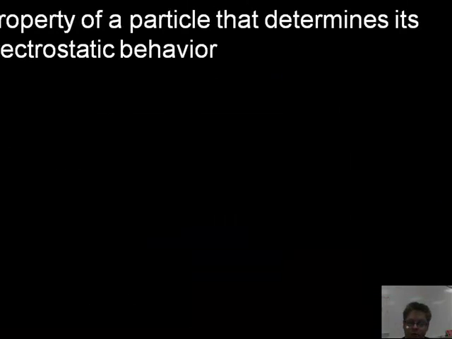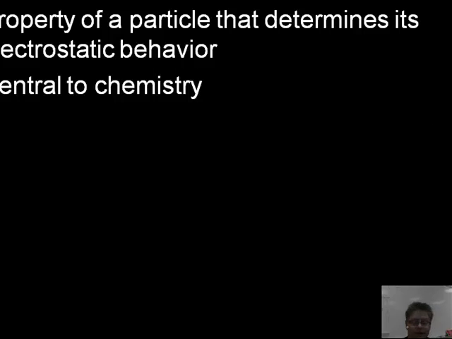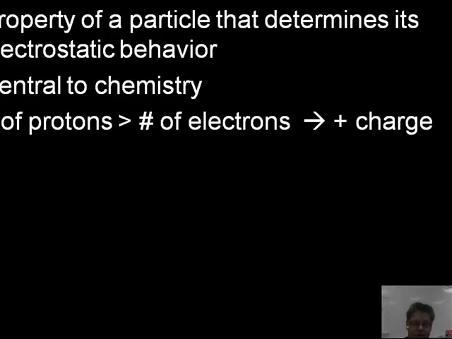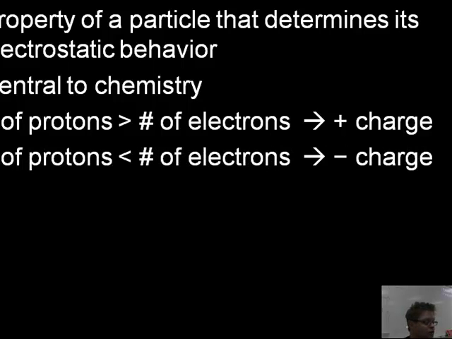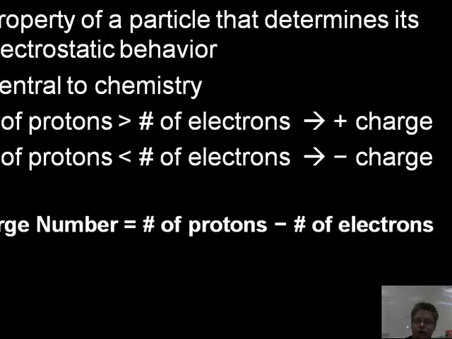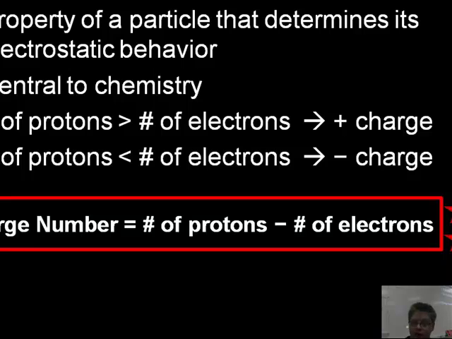To wrap up what we know, the property of a particle that determines electrostatic behavior that's central to chemistry is called charge. When the number of protons is less than the number of electrons, you have a negative charge. The charge number is equal to the number of protons minus the number of electrons. So depending on if you have more protons or more electrons, this determines what's called the charge number.